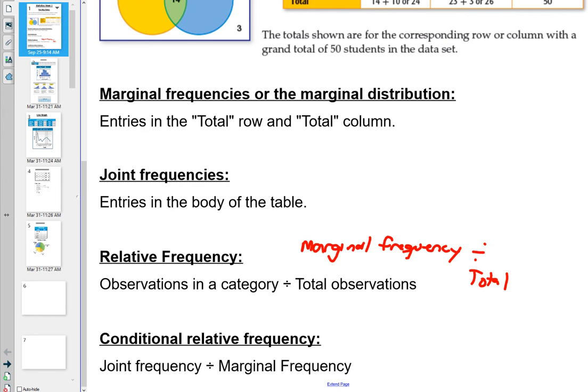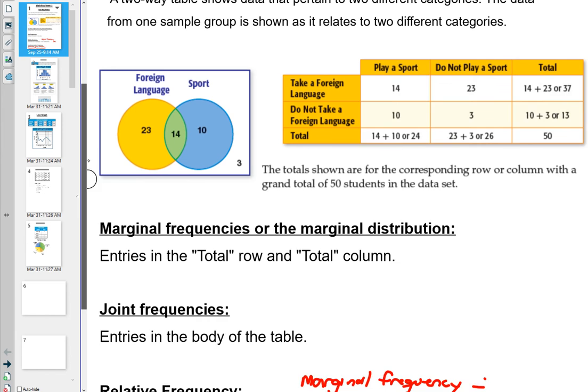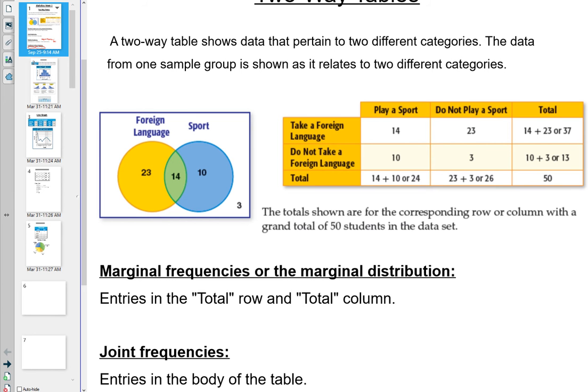But conditional relative frequencies, you do the exact same thing, but now you're doing the joint divided by the margins. Here's an example. Again, how many people were there in total? There was 50 in total, right? But now let's say the wording says, of the people that play a sport, how many took a foreign language? Well, by starting off saying of the people that play a sport, we're not looking at the entire 50 anymore. We're only specifically focusing on people that play the sport. How many people play the sport? 24. And of that 24, how many also took a foreign language? 14. So when you would divide, it's still division, but you'd be dividing the joint by the margin.